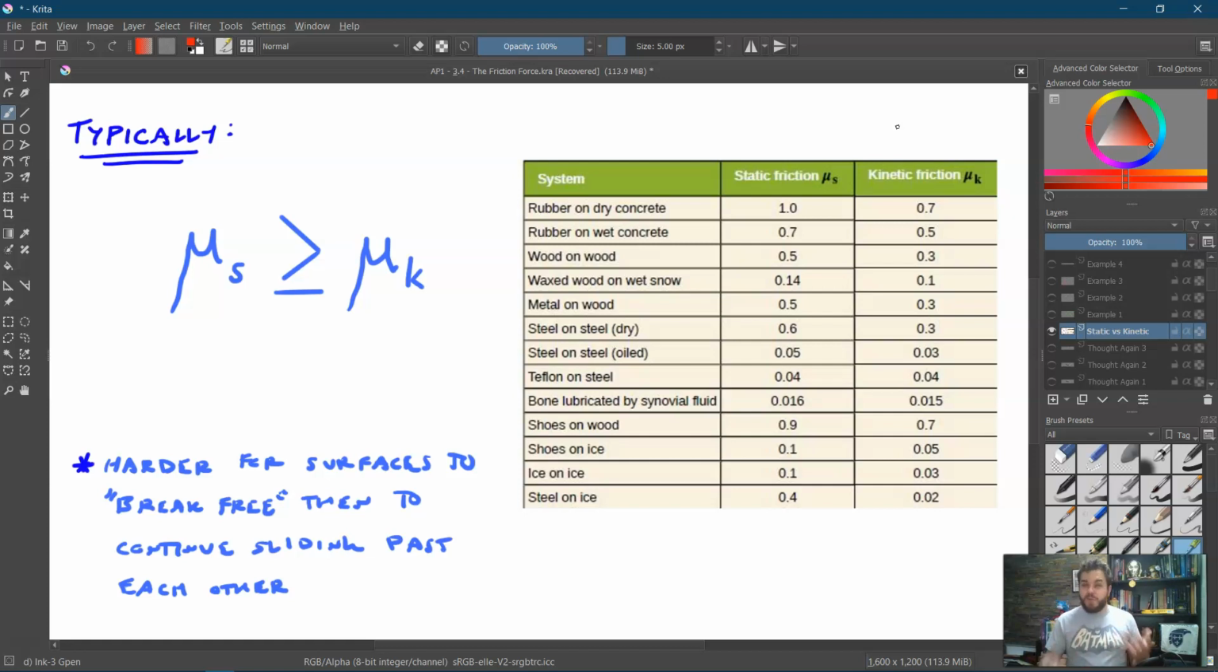But it's a kind of a good trend to think about. So for instance, looking here, if I have rubber on dry concrete, so that'd be like if you're driving your car on a nice sunny day, the static friction coefficient is 1.0, but the kinetic, when the rubber is sliding against the concrete, is about 0.7. If it's wet, these go down. The static friction becomes 0.7, the kinetic becomes 0.5.